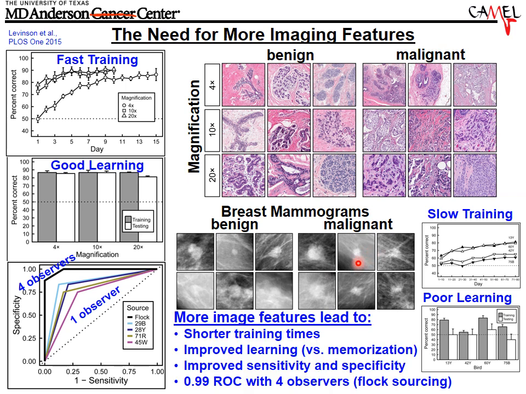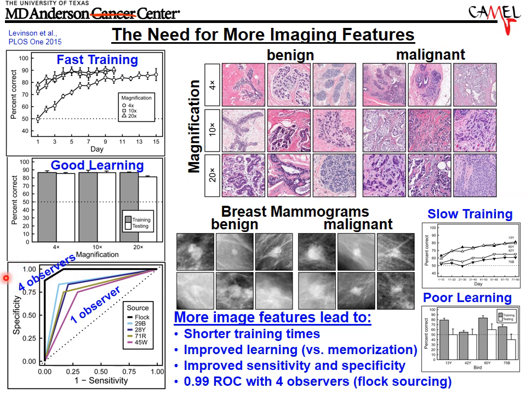So the take-home message is perhaps obvious to us, but if molecular imaging can provide more imaging features and turn standard radiology into something that's more like pathology, which is feature rich, well, that will shorten training times of our observers. It will improve learning relative to memorization. So we want a good learning experience here. This is a poor learning experience over here. And then improved sensitivity and specificity. And again, 0.99 ROC, fabulous sensitivity and specificity when four observers were combined.